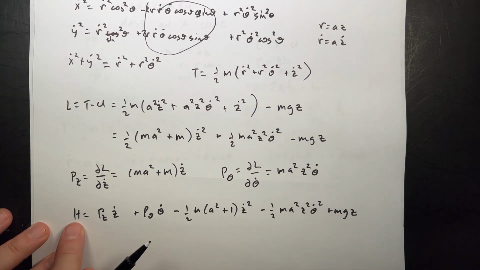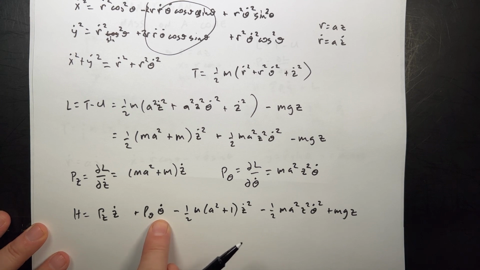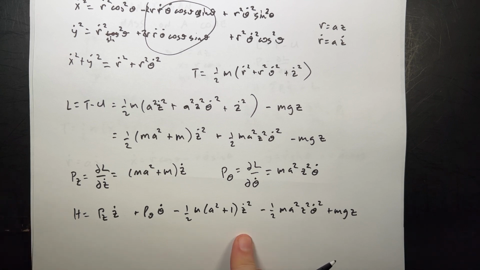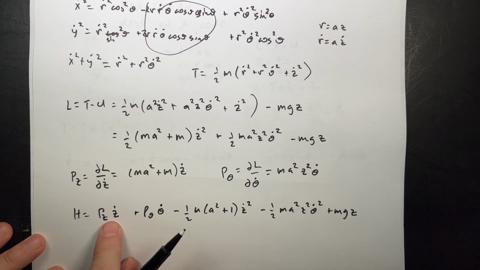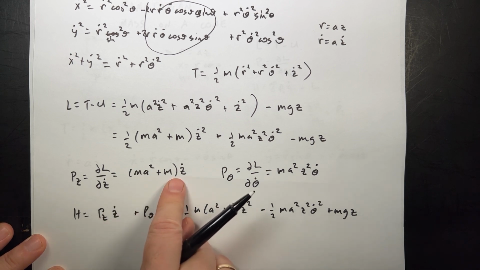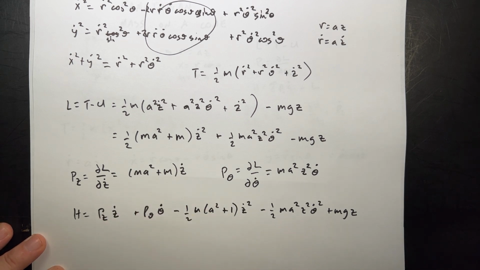Now, the problem is that we have z dots and theta dots. We want to have this Hamiltonian in terms of pz, p theta, and z. No dots. Okay. So that means I have to get rid of theta dot, I have to get rid of z dot. So up here, I can solve for z dot in terms of pz.